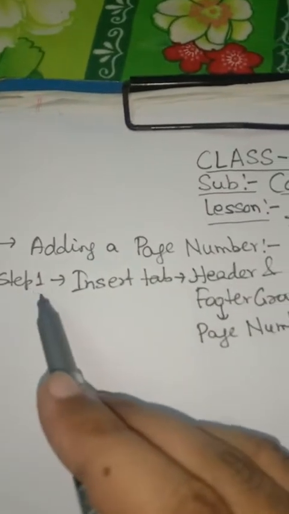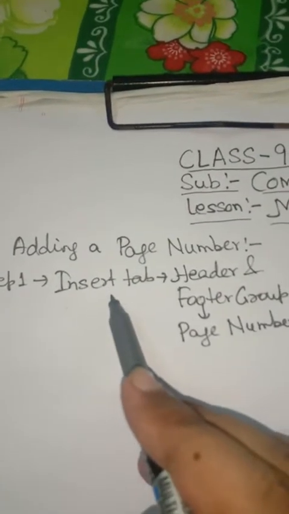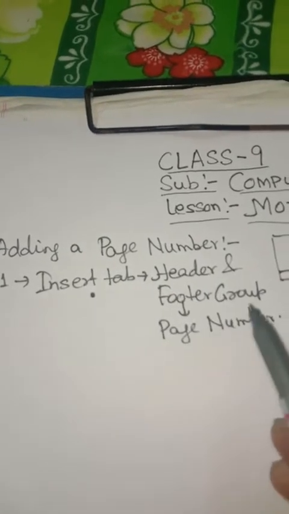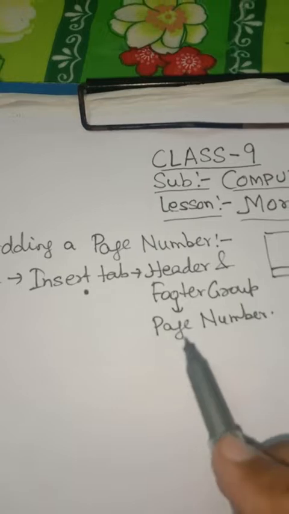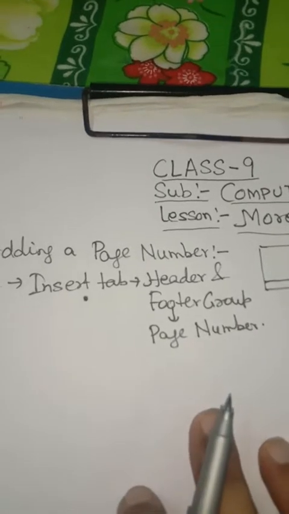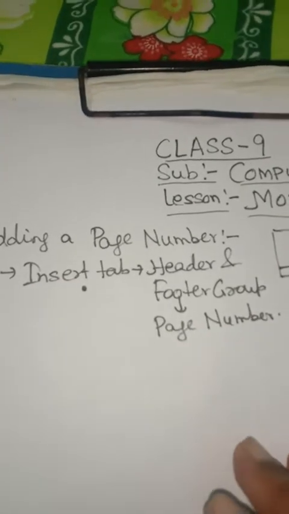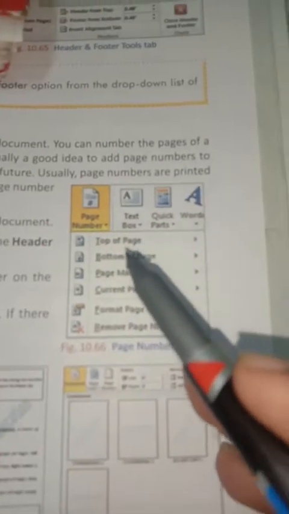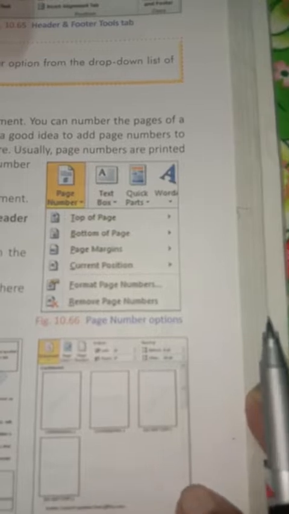So step 1, move to the insert tab. As soon as you click on the insert tab, move to the header and footer group, and from the header and footer group click on the page number. So as soon as you click on the page number over here, you will get a figure of 10.66. So this is the figure that appears on the header and footer page number option.